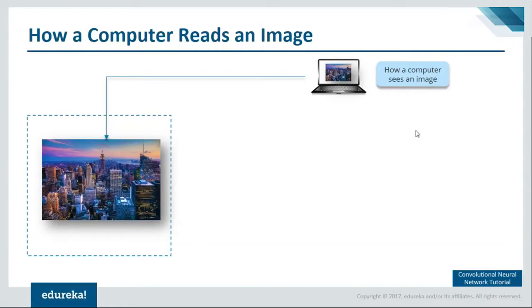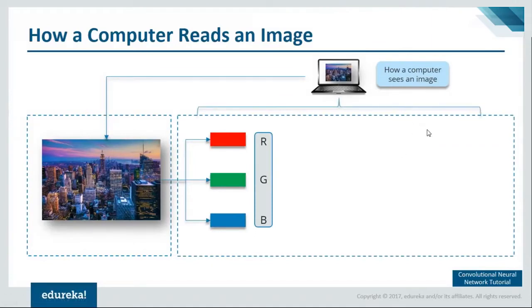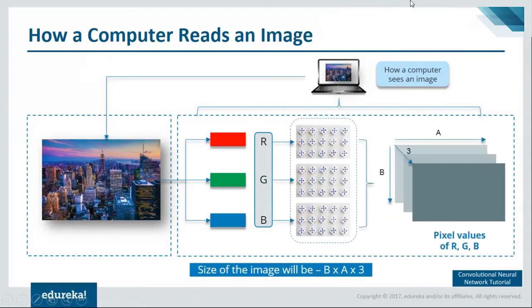So this is an image of the New York skyline. I personally love this picture. When a human sees this image, he'll first notice there are a lot of buildings in different colors and stuff like that. But how will a computer read this image? Basically there will be three channels. One will be red, another will be green, and finally we have the blue channel, which is popularly known as RGB. Each of these channels has its own respective pixel values, as you can see over here.